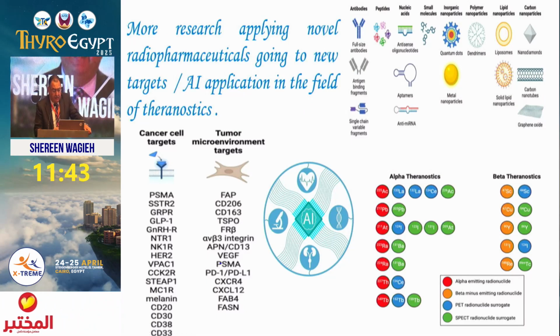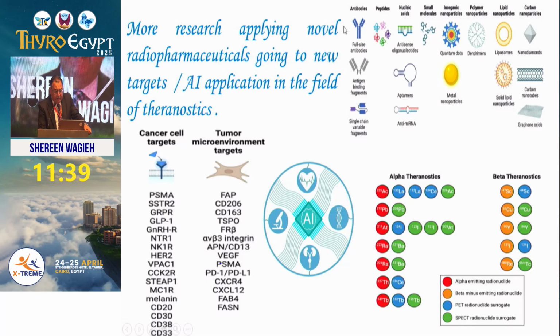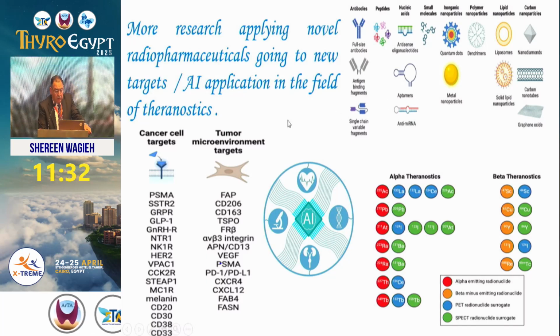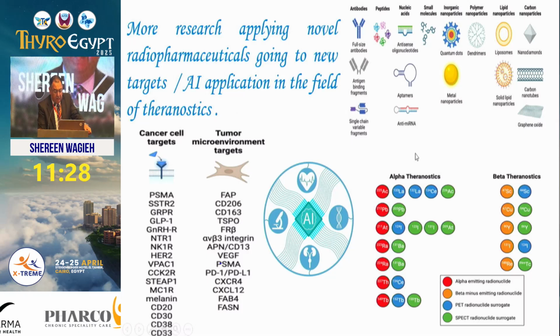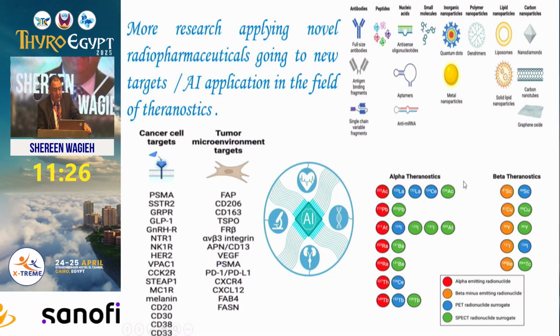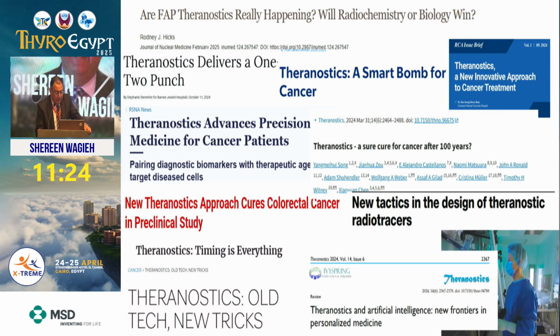This success opened the door for many research studies trying to use many new ligands in the form of antibodies, antibody fragments, small molecules, new peptides, or even nanoparticles, targeting different targets either on cancer cells or in the tumor microenvironment, using different isotopes. Also, there is AI application in the field of theranostics.